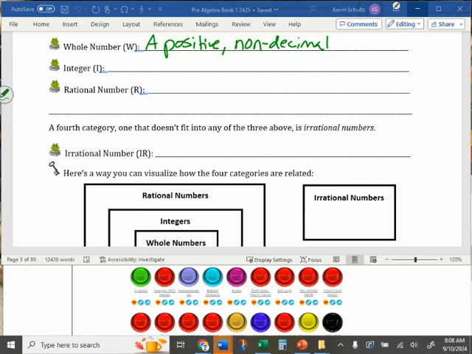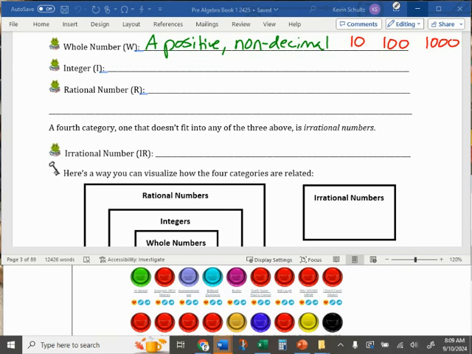10 is a whole number. We'll put examples in red here. Okay? 10 is a whole number. What's another example of a whole number? Positive, non-decimal. 100. 100 is a whole number. One more just for funsies. 1,000. 1,000 is a whole number, right? Good job. And as it turns out, this is our most specific set.